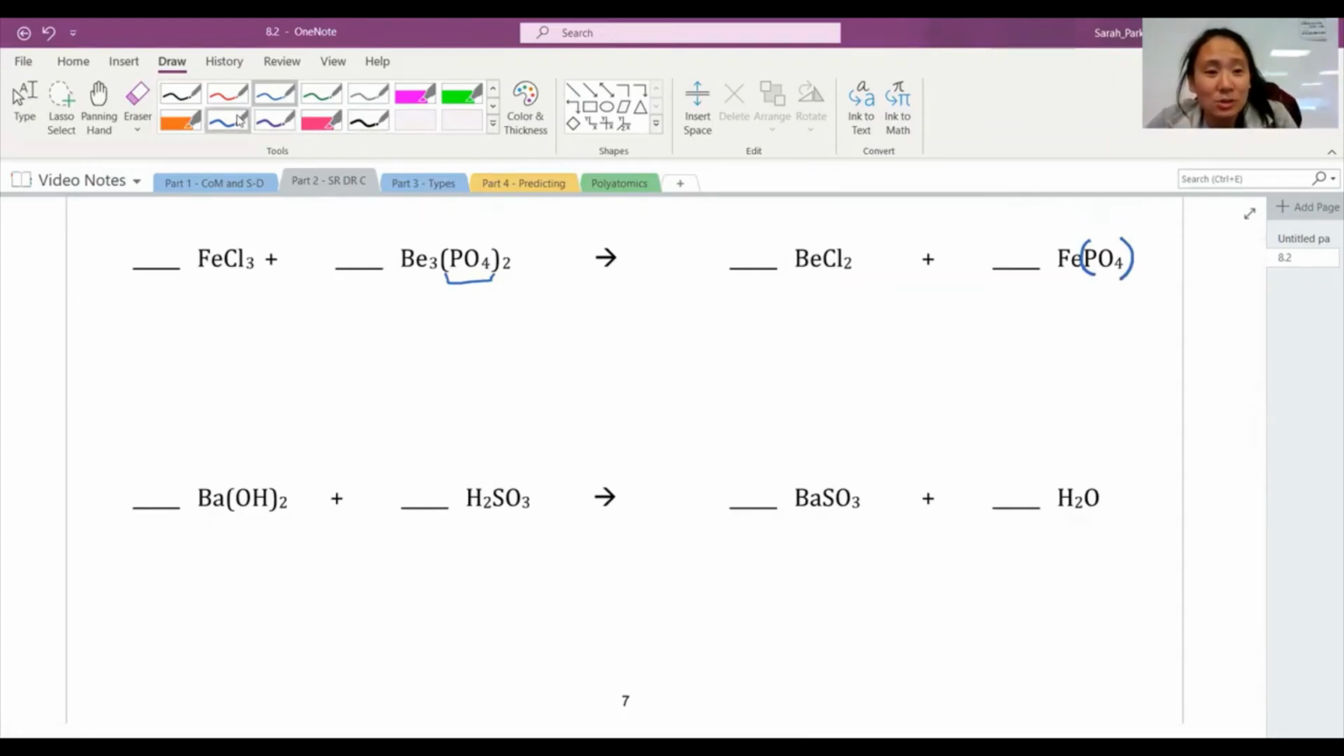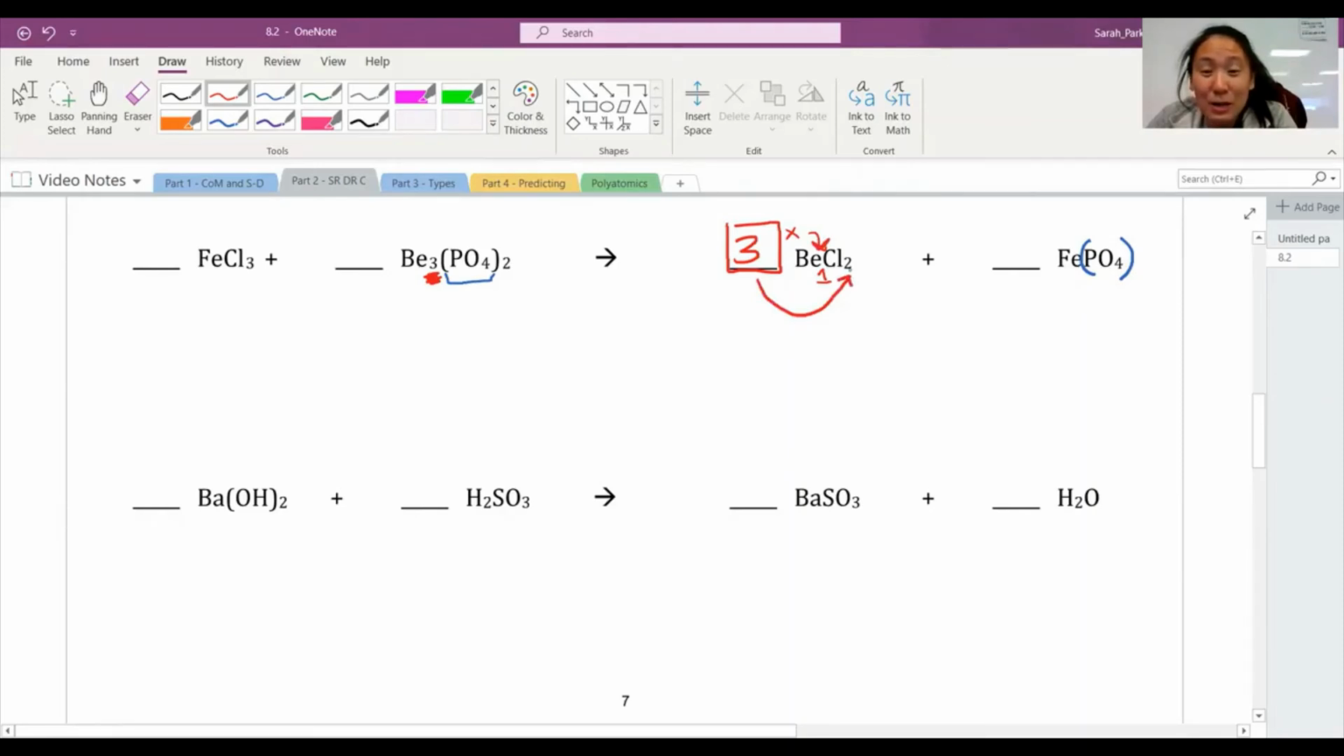So now you do your mental count here, okay? So we try to see what's not the same, right? Like for instance, you have 3 berylliums here, but how many berylliums on this side? Only 1. So what number should I put here to multiply by this 1 to get to 3 that I need so that they're equal? Well, I'm going to put a 3 here because 3 times 1 is 3.